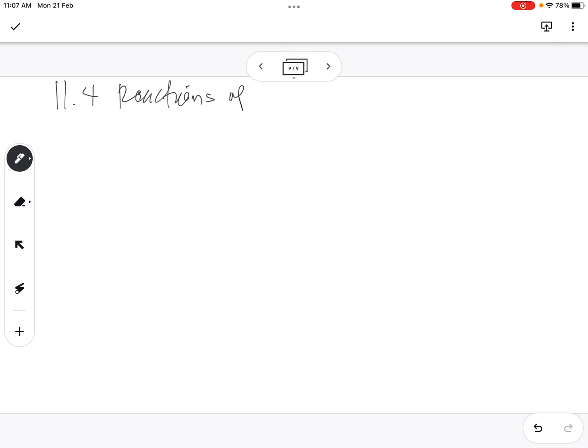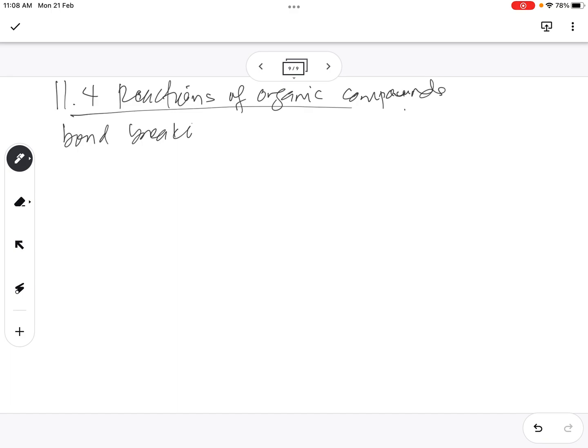Reactions of organic compounds. Okay, this is 11.4. So you can look at your notes. First, we are going to see bond breaking in organic compounds.